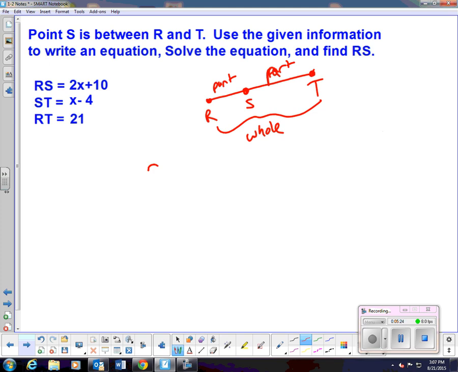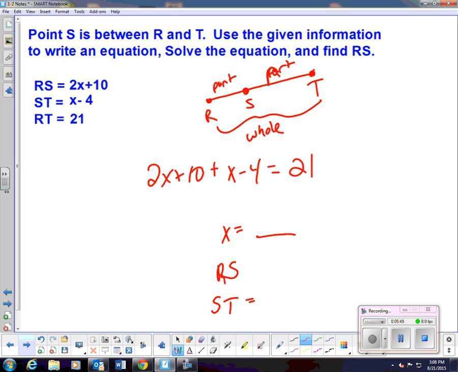So RS is 2x plus 10, plus the other part, which is S to T, which is x minus 4, and it's equal to the whole thing, which is 21. Then you can solve this. I want you to finish solving this for x. You'll get an x value. Then plug it in and tell me what RS is and what the length of ST is. When you're done, make sure they add up to equal 21.